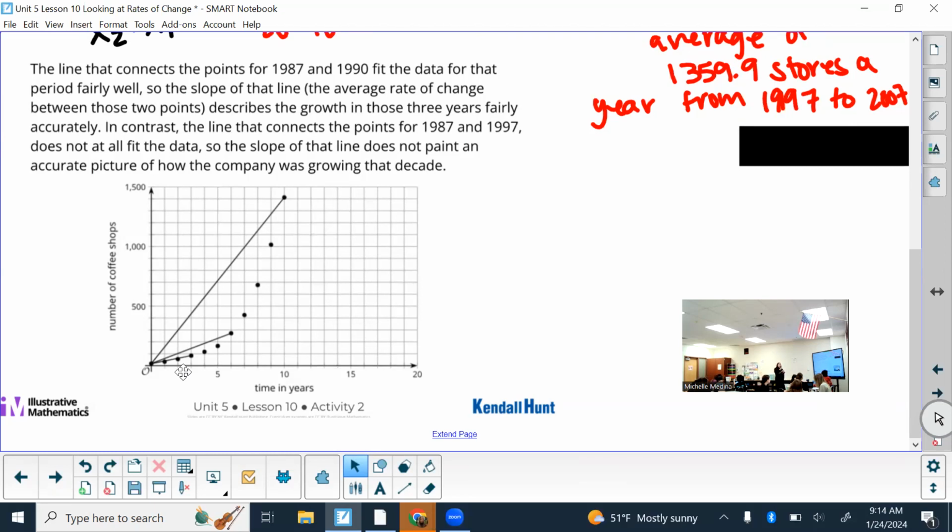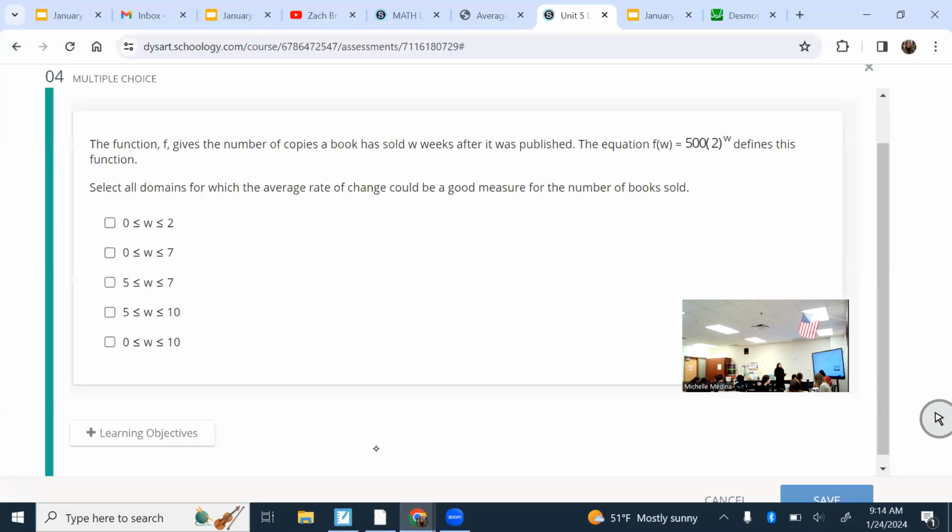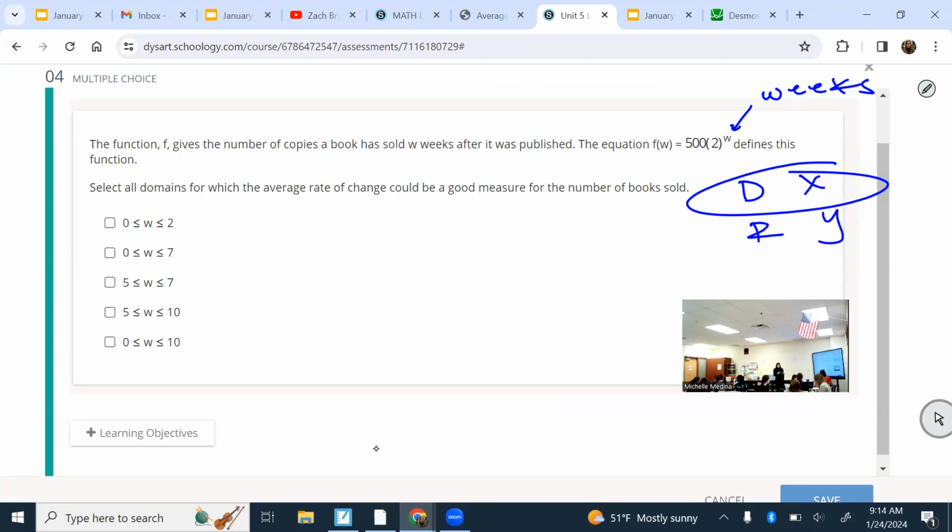So then, using that knowledge, I'm going to go back to this and just pick out my smallest time frames. So this goes from 0 to 2. I'd say that's a difference of like 3: 0, 1, 2. 0 to 7 is across 8. 5 to 7 is 3. 5 to 10 is 6. And 0 to 10 is 11. So the smaller time frames have better estimates because it changes less within those time frames.